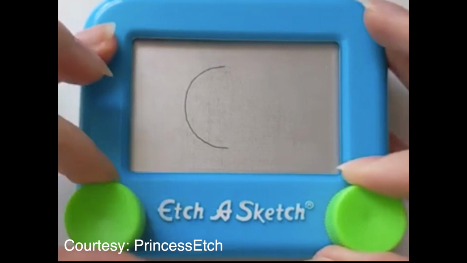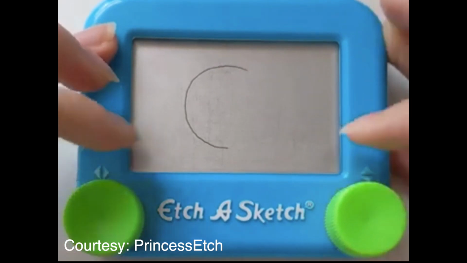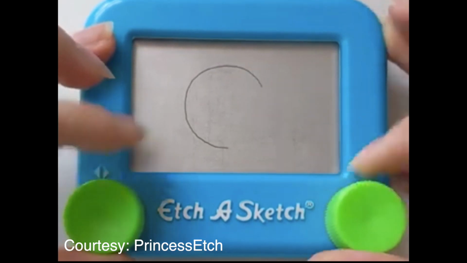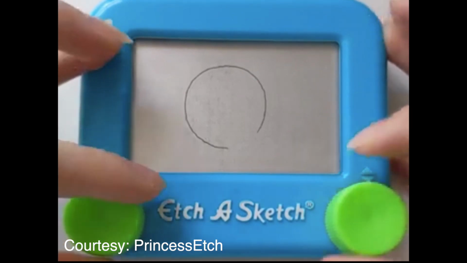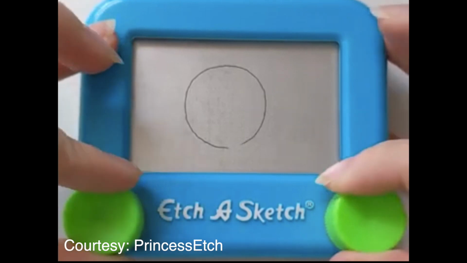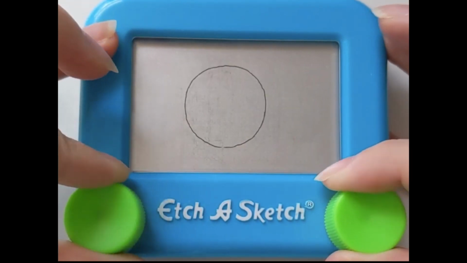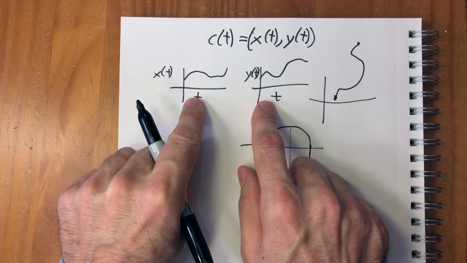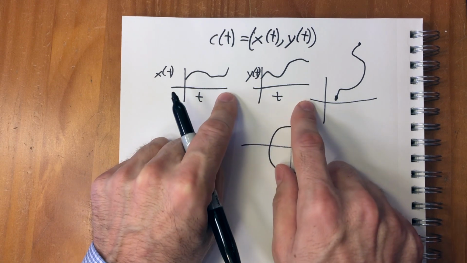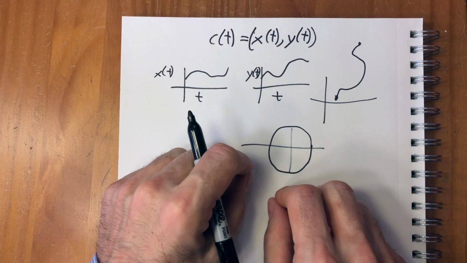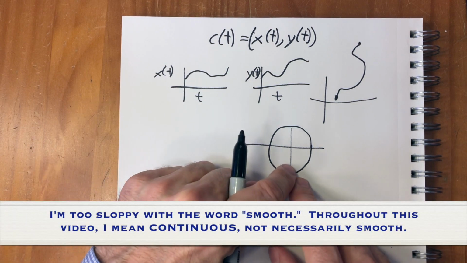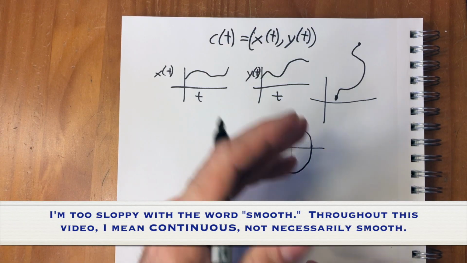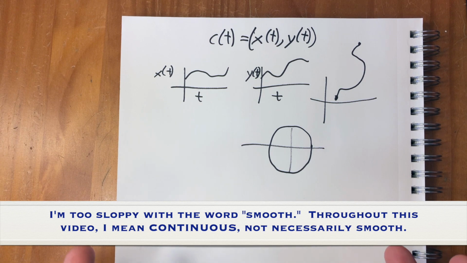There's no way to jump. You can't remove the pen. No matter how quickly you turn it or how far you turn it, it's always going to be touching the screen. It's always going to be making a continuous line wherever you go back and forth. As t changes, it's going to change in a continuous way as well. So that means that x and y have to be smooth, so whatever it is that they're drawing out has to be smooth as well.